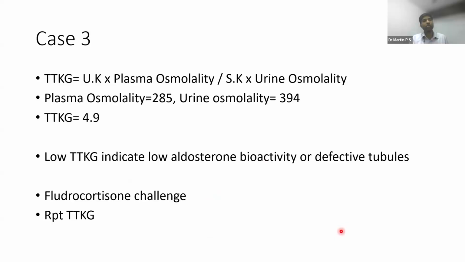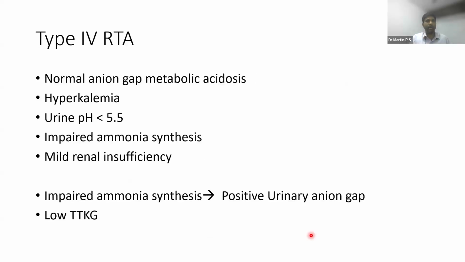When you recheck the TTKG, we find how the fludrocortisone has caused the effect. So in this particular case, when the TTKG was rechecked, it was still low, close to 6. That means it is not due to the absence of aldosterone, but it is due to the severe tubular damage which had happened due to diabetes. So with all these examples, you might have got a mild idea of what exactly type 4 RTA is.